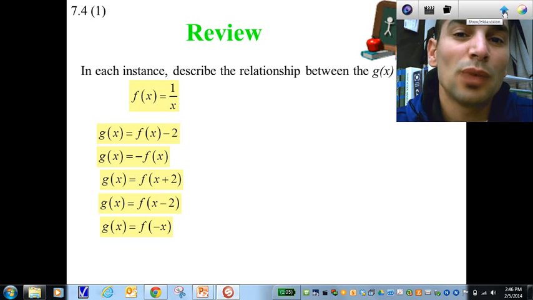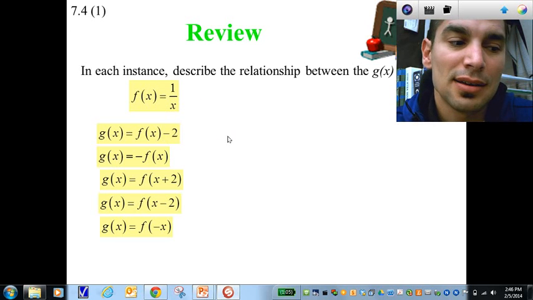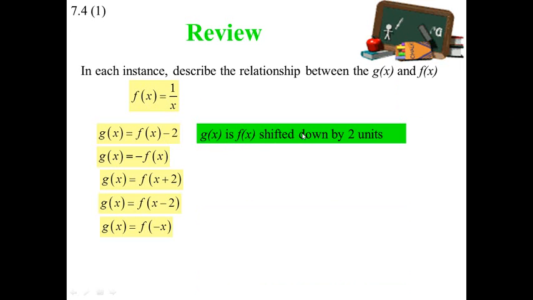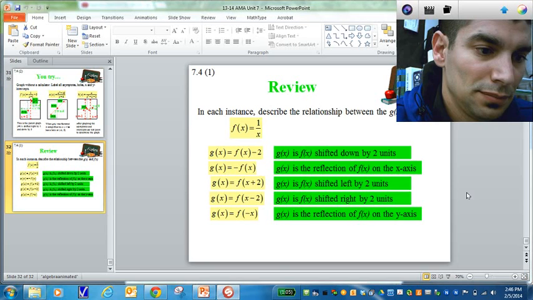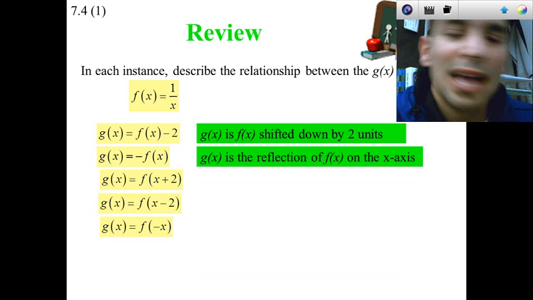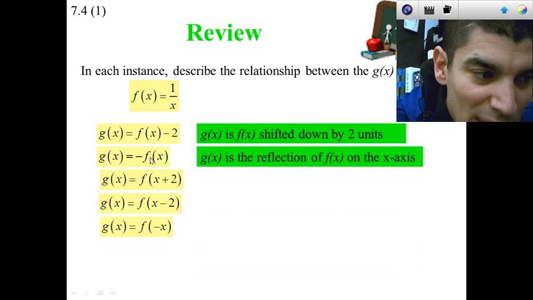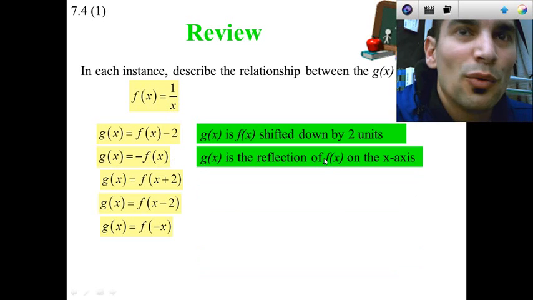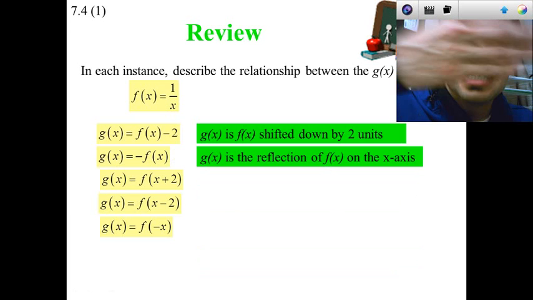What if I had negative f of x? It's a reflection. A reflection where? Remember, all these values that were positive y's are now negatives. So that means that the reflection is about the x-axis. That means that the x-axis is the pivot point. It flips here. So if anything's up here, it's going to flip just like that.